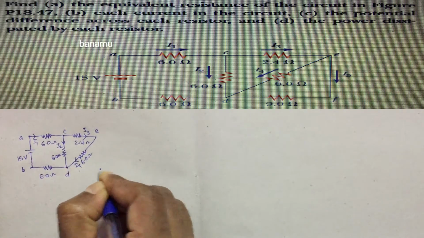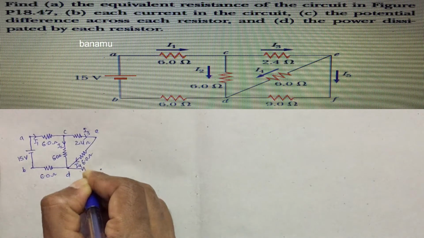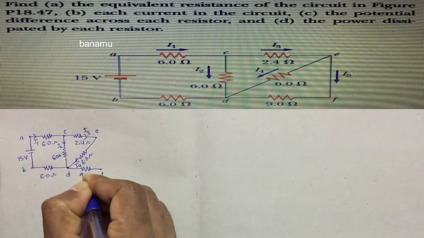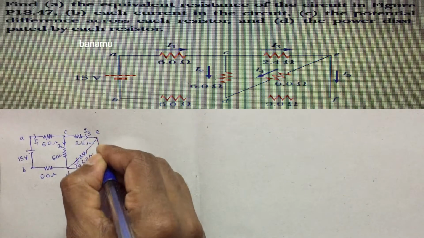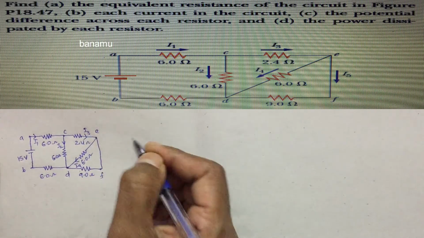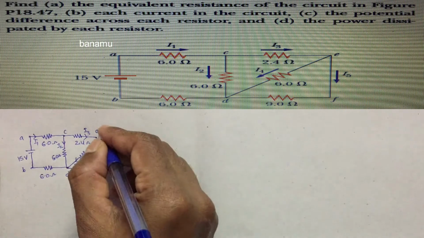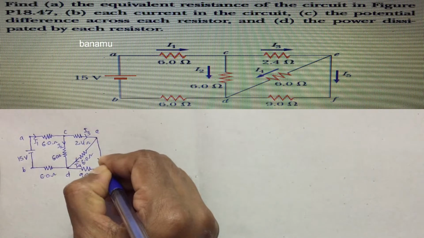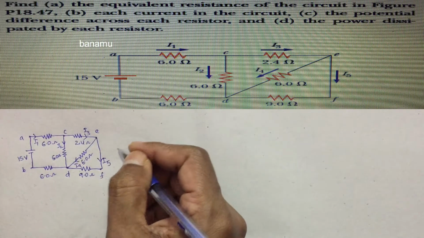And consider the point F. This is the point F. Between F and D, one resistance is connected. This is the 9 ohm resistance. And E and F are connected by a single line. This is the given circuit. The current through EFD is I5.